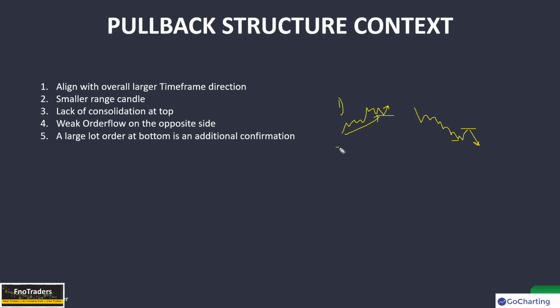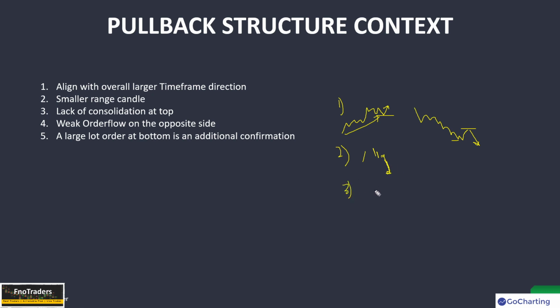Point number two is, you look for a smaller range candle. When I'm looking at pullback trading, I want the pullback candles to be smaller range and not very wide range candles, which show that sellers are having a lot more control. So I'm looking for a smaller or moderate range candle. That's something I'm keenly observing. If there are too many wide range candles, I'm wary that it may not be a pullback and is actually a correction.